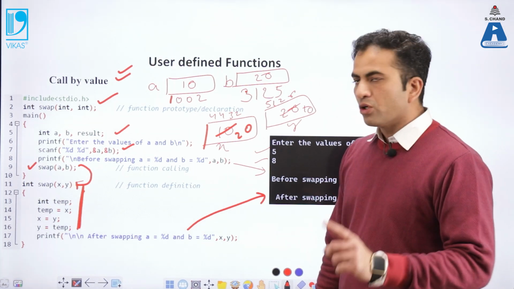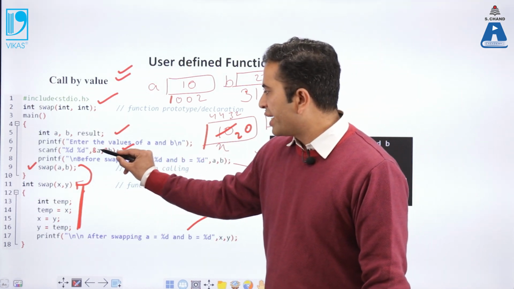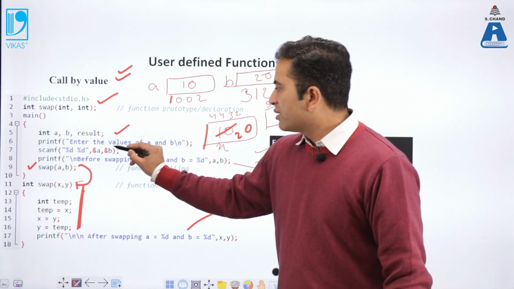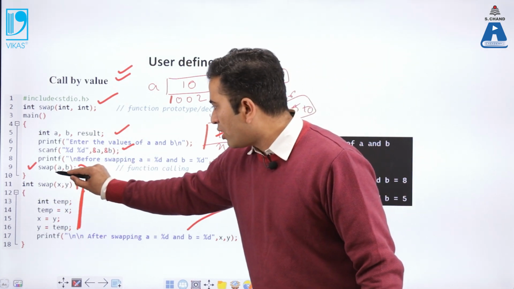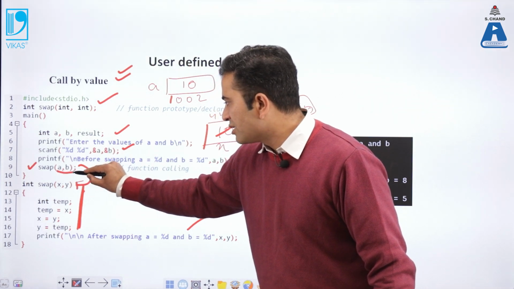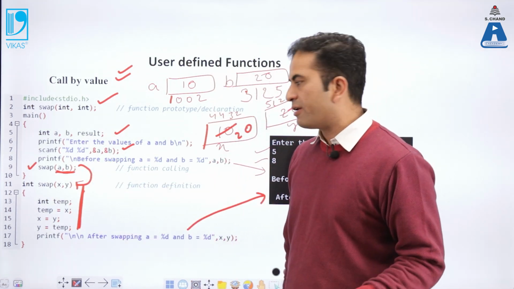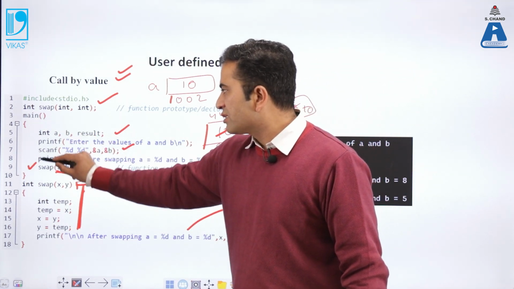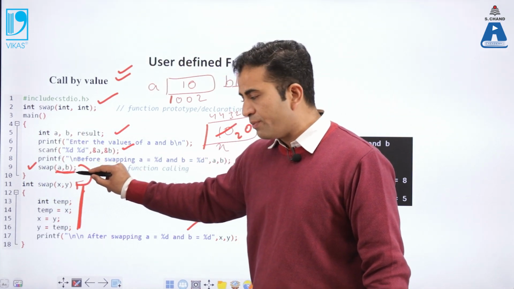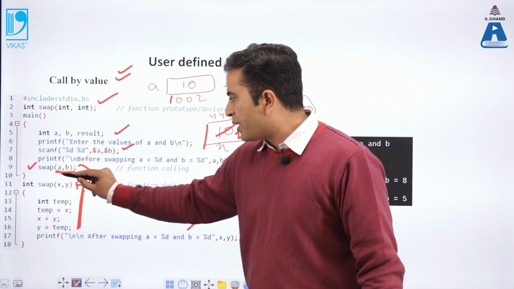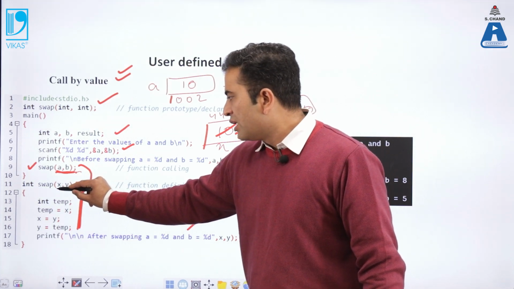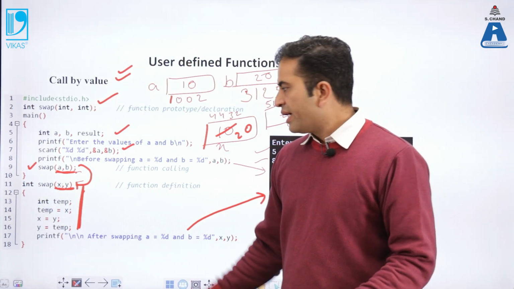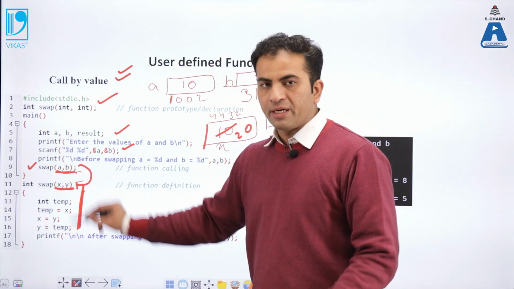I am again repeating. In call by value, what happens? We are transferring the value of one variable to another variable. These variables, or you can say parameters, which are in the function call inside the main, are called the actual parameters. And when the values are passed to the function definition, these parameters are called formal parameters. These are the formal parameters, these are the actual parameters.